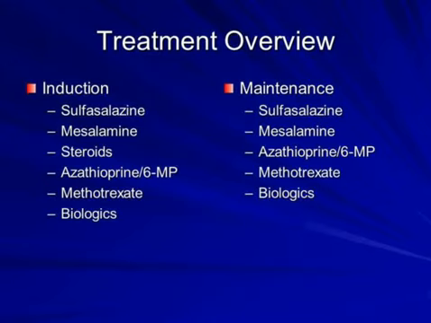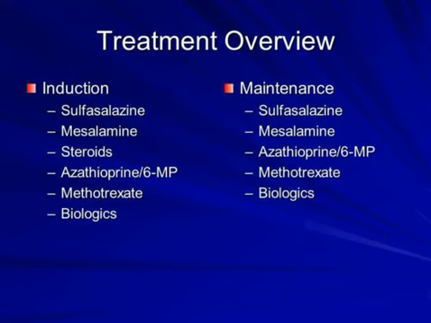This slide is just an overview of the medical options that we have. Sulfasalazine and mesalamine are anti-inflammatory medications that can be used for both induction and maintenance. Steroids, as you can see, is something that we use for induction, but it's not in the maintenance category. It shouldn't be used for maintenance. Azathioprine, 6-MP, and methotrexate are immunomodulators. They're typically slower in onset, so when they're used for induction, it's typically in combination with a steroid, and they are frequently used for maintenance. And then the biologics, like the anti-TNFs that we'll talk about, can be used for both.